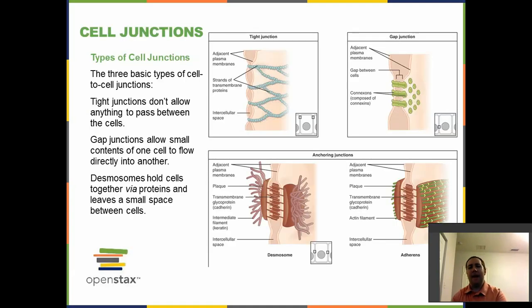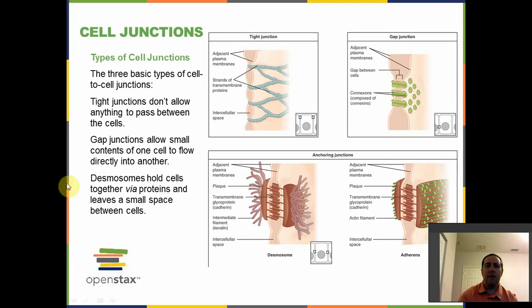So that kind of brings us to cell junctions. And so we said intercalated disc holds two cells together and allows things to pass through it very, very easily, like electricity. We have three primary types of cell-to-cell junctions. So this is the glue that holds the cells together.